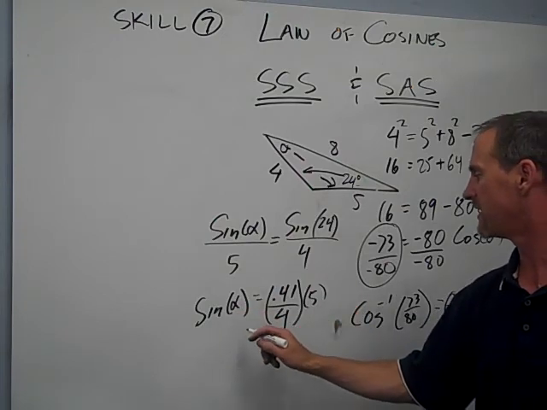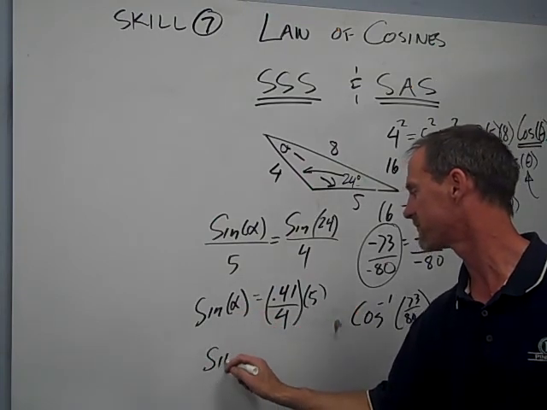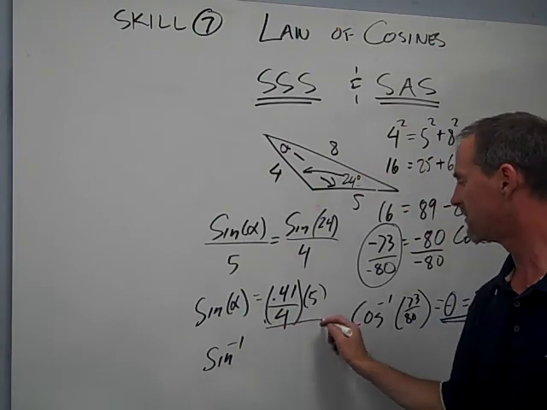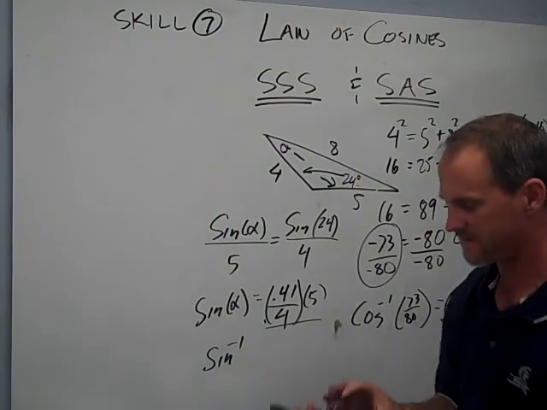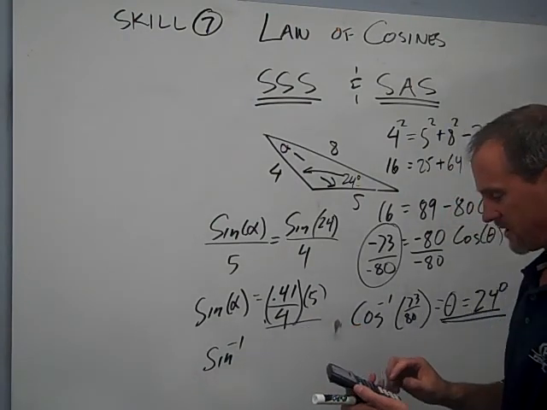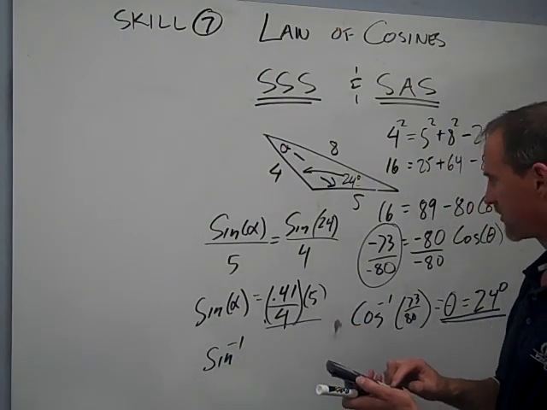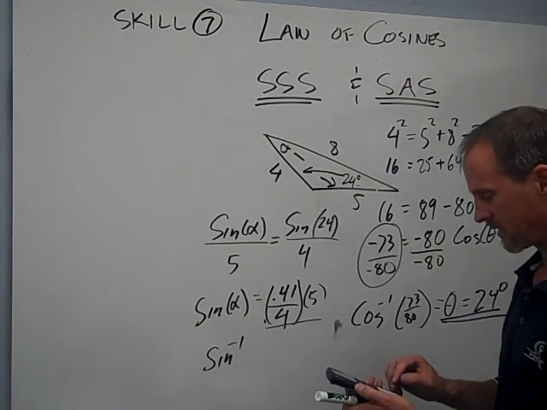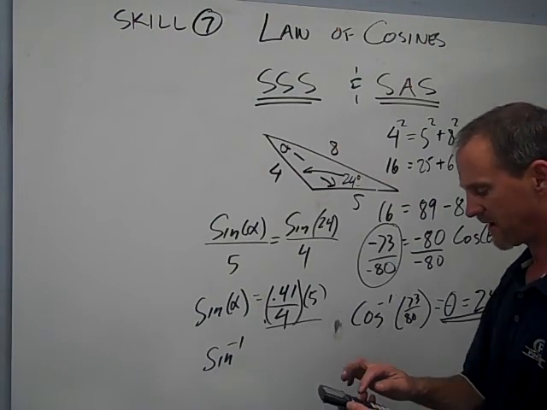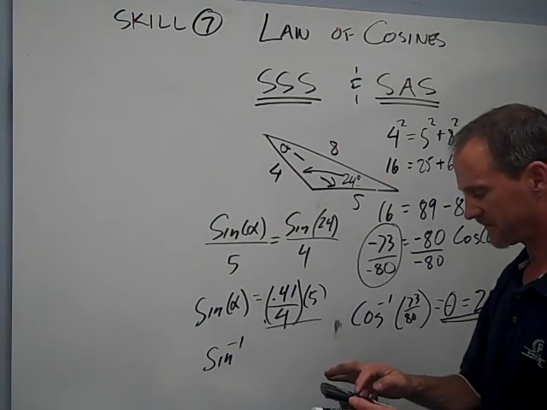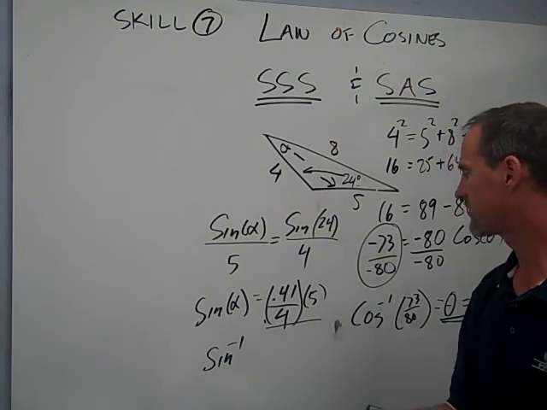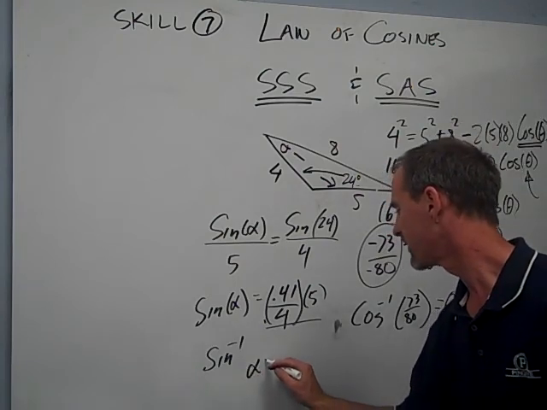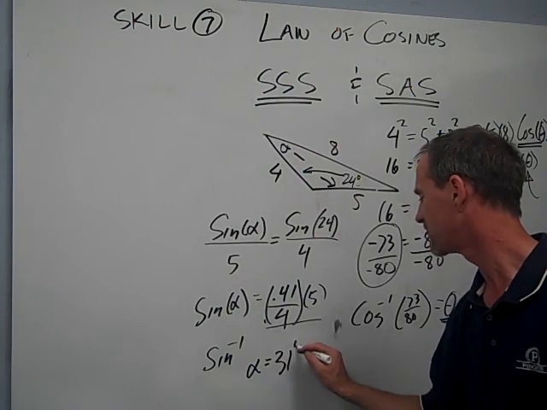And when I do that, then I will then do the inverse sine of this number, which is going to be, I guess I need to crunch that. It's going to be 0.41 and then times 5. So it's 0.5125. If I do the inverse sine of that, I get 31 degrees. So angle alpha is going to be approximately 31 degrees.